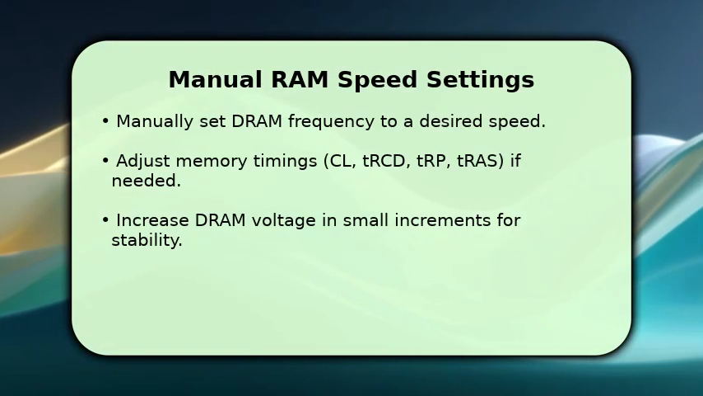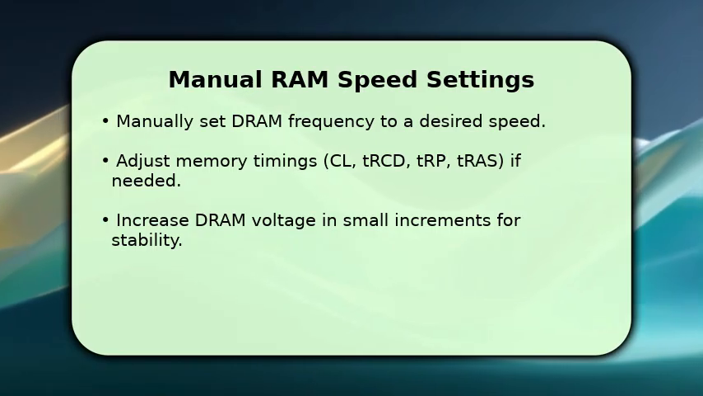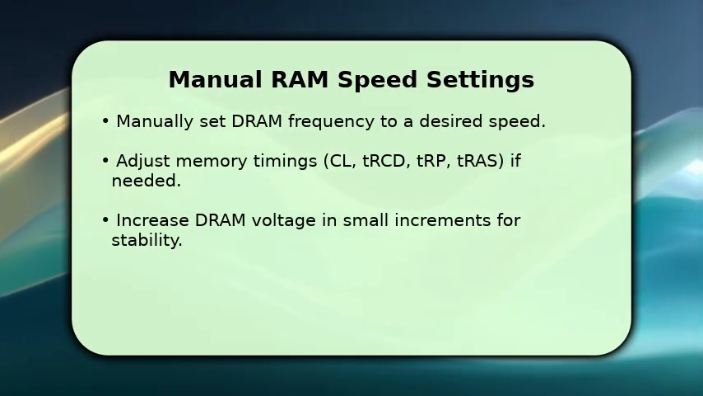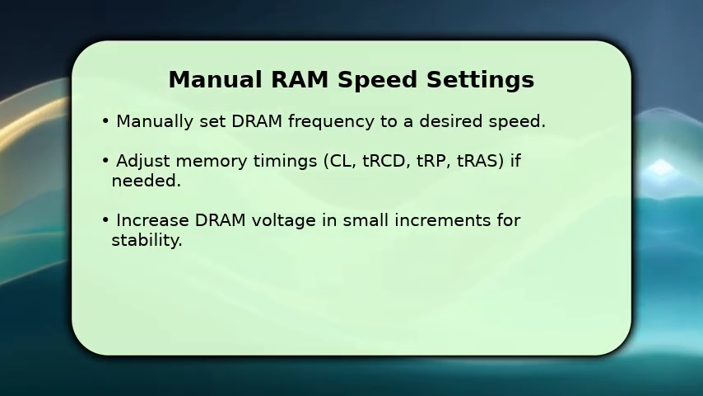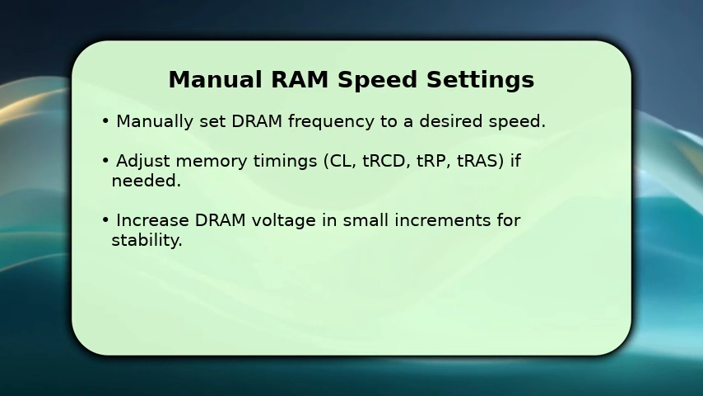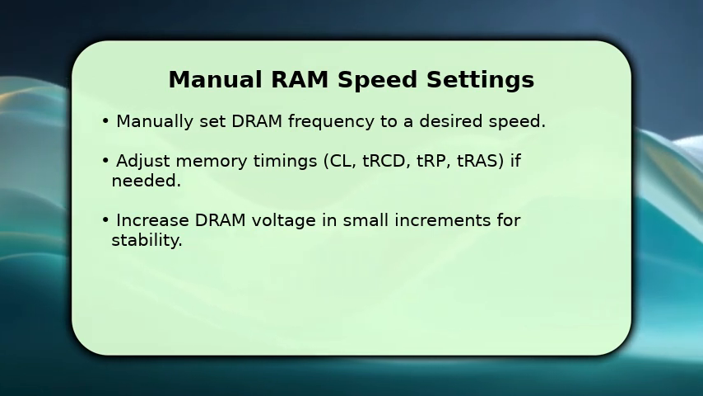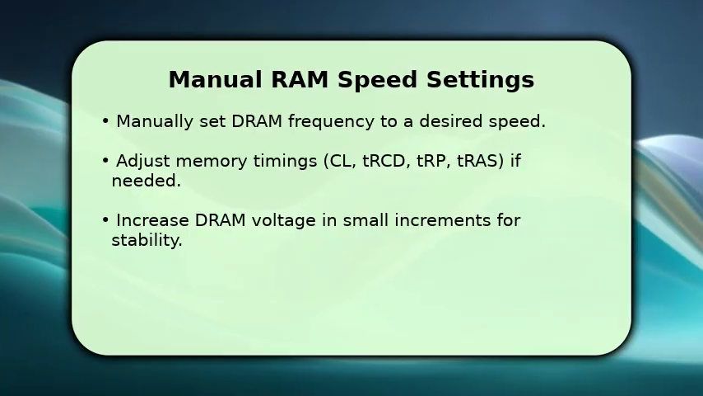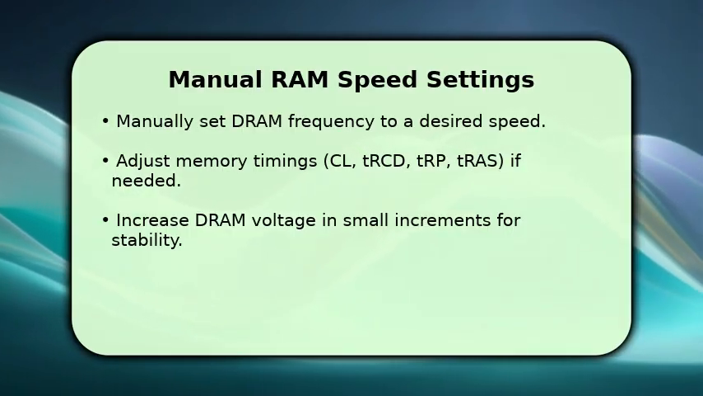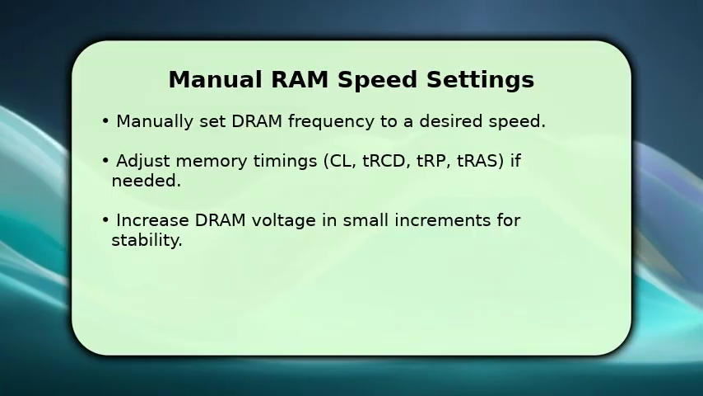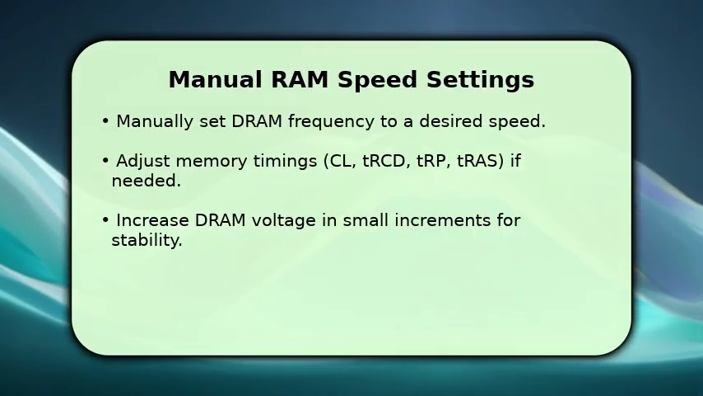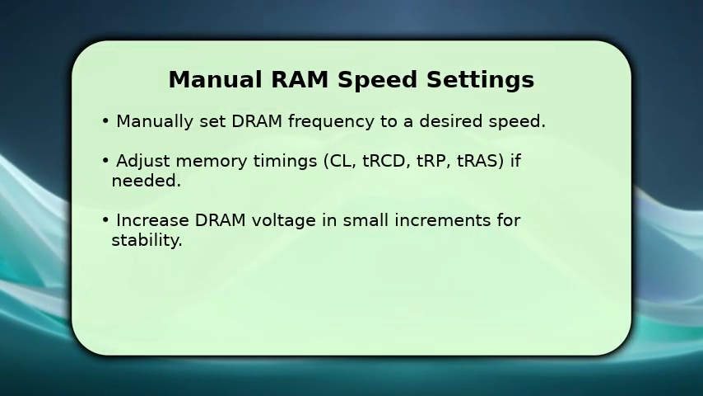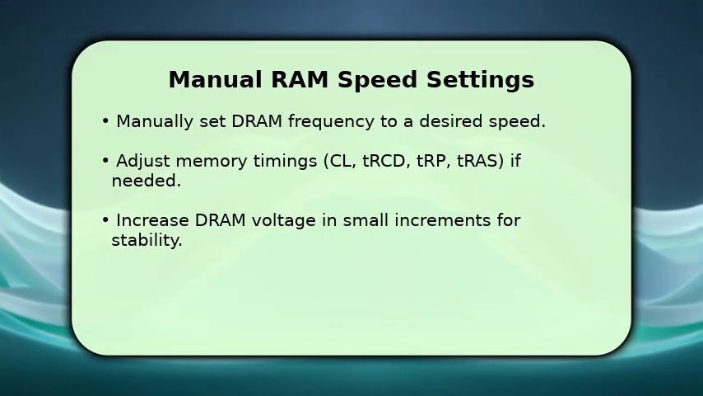If XMP or DOCP isn't available or you prefer more control, you can manually adjust the DRAM frequency. Start by selecting a speed slightly higher than the default. You might also need to fine-tune memory timings, such as CAS latency. Remember to increase DRAM voltage in very small steps, like 0.05 volts, to maintain system stability and prevent damage.